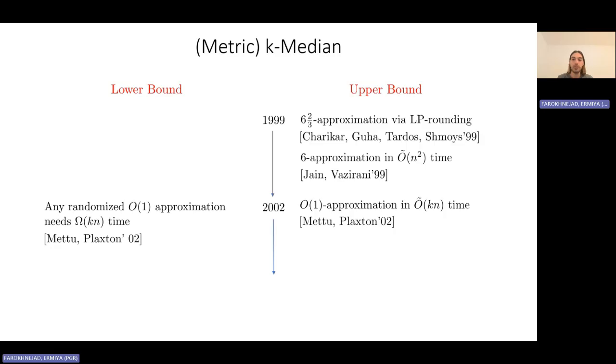What do we know about K-median? We know that it is possible to get constant approximation in tilde of kn time. And in order to get any constant approximation, we need at least kn time. It means that if the running time of the algorithm is little o of kn, then the approximation ratio is not constant.